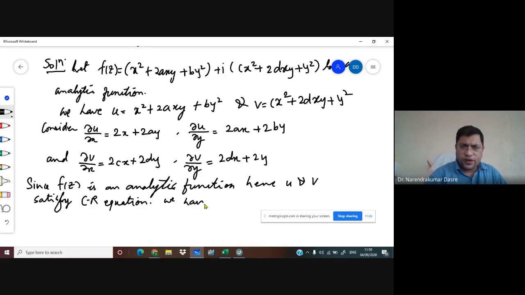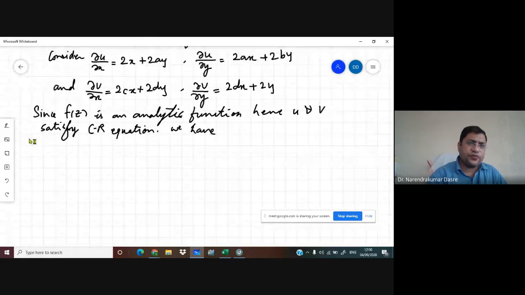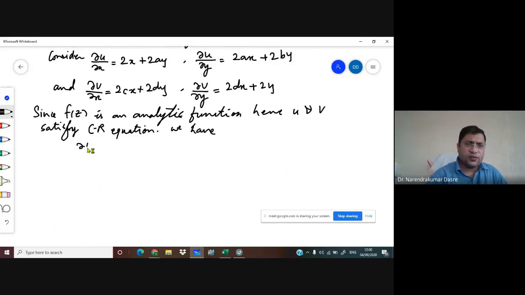So what are the CR equations we have? We have ∂w/∂x equal to ∂w/∂y, and ∂w/∂y equal to minus ∂w/∂x. Okay, so this is what we have. Now let us use the first condition.